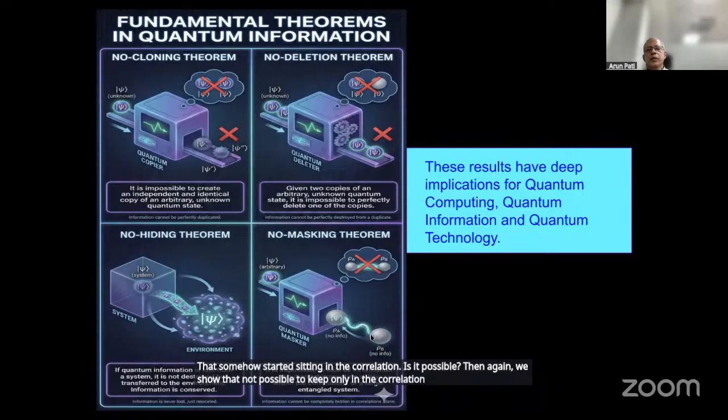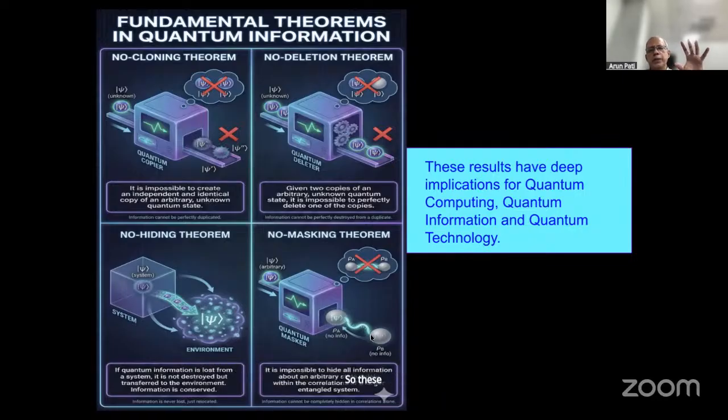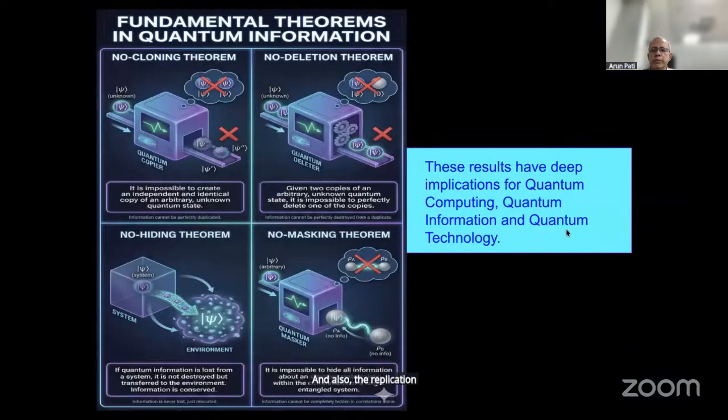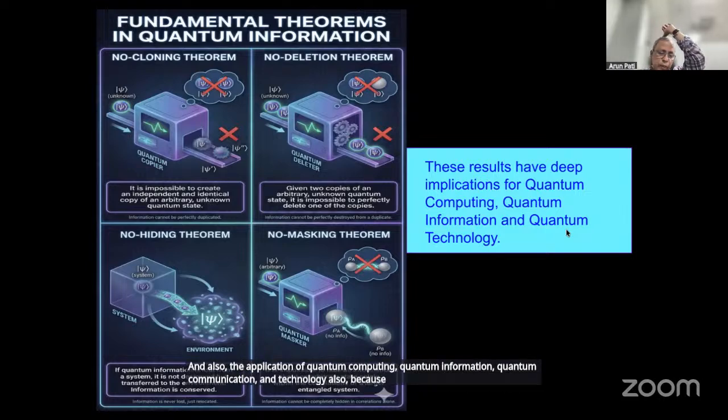Okay. So these results try to highlight the larger difference between classical and quantum information. How different is quantum from classical information. And they also have deep implications for quantum computing, quantum information, quantum communication, and technology also. Quantum cryptography is largely based on the no-cloning theorem, and in quantum error correction, you can find the application of the no-hiding theorem and so on.